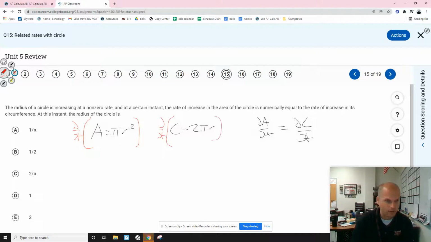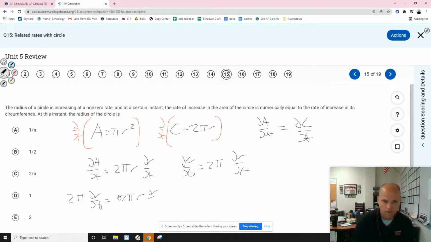I'm trying to find r here. All right, dA/dt equals 2 pi r dr/dt. dC/dt equals 2 pi dr/dt. dC/dt is dA/dt. So if dC/dt is dA/dt, 2 pi dr/dt equals 2 pi r dr/dt. The dr/dt's are gone, the 2 pi's are gone. R is 1. Cool.